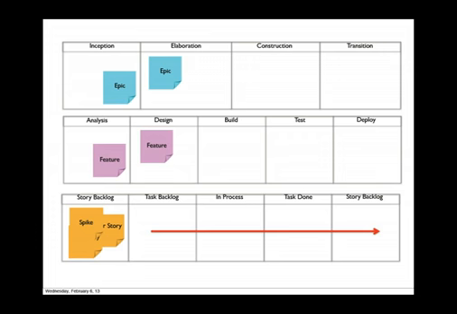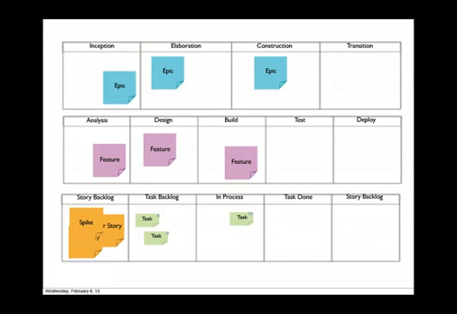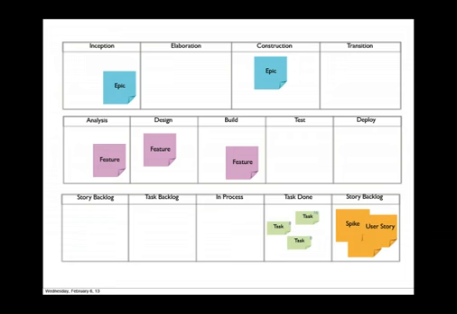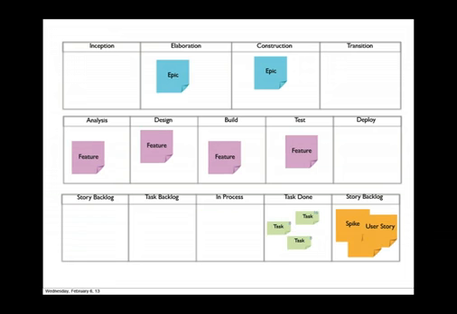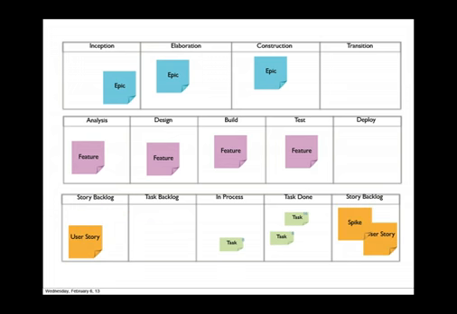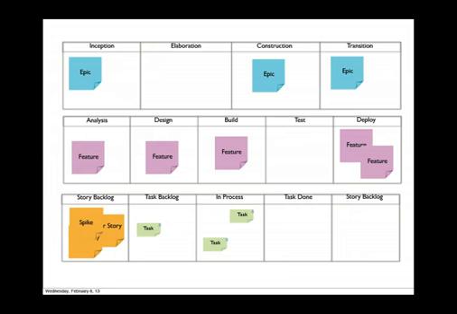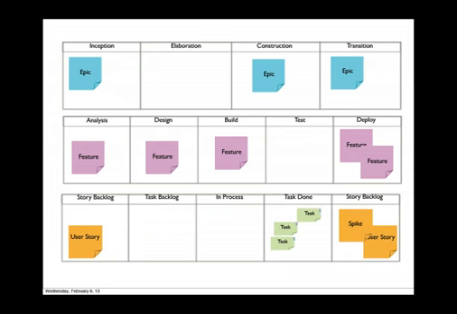Okay, so each level is responsible for doing whatever is necessary to move their work across the board. At the team level, we're breaking things down into tasks and moving tasks across the board. That creates pulls for features. Features move across the board into test and ultimately into deploy. New epics can move into inception, then into elaboration and construction, and ultimately into transition.